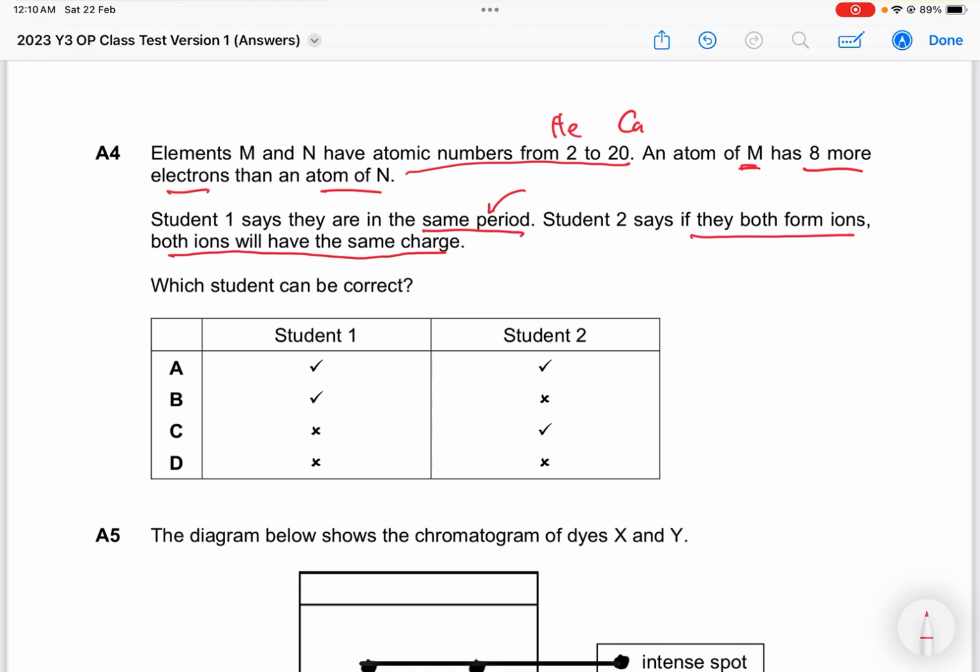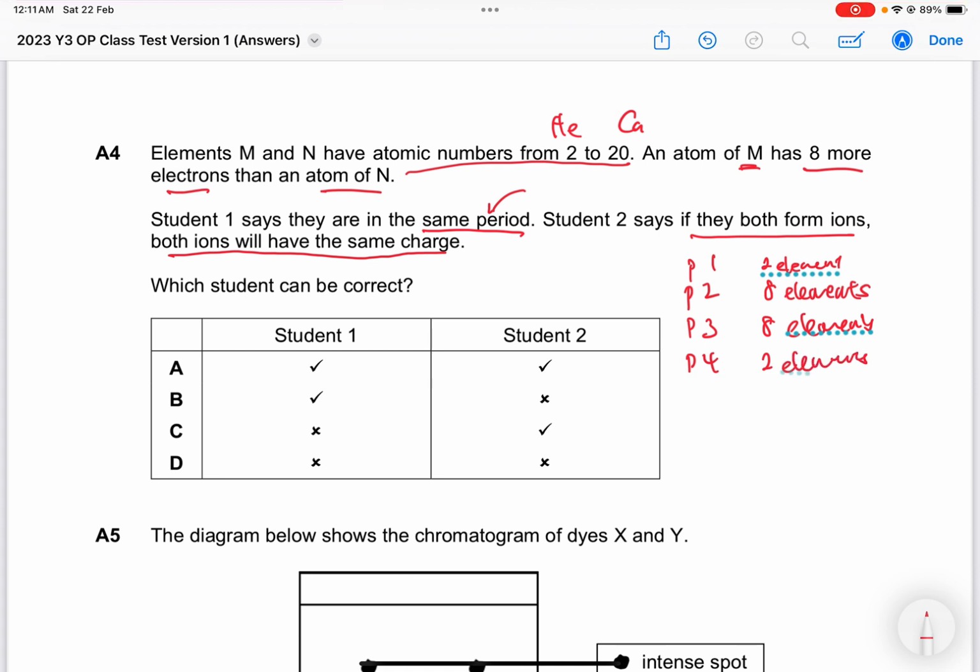So if you look at your periodic table, in period 1, there's only 2 elements. So for them to be in the same period, they cannot have 8 electrons more. They can only differ by 2 electrons. In period 2, there's a total of 8 elements. So if I add 8 more, I'll jump to the next period, which is period 3, right? Realize that period 3 also has 8 elements. Then period 4, the first 20 until 20, there's only 2 elements.